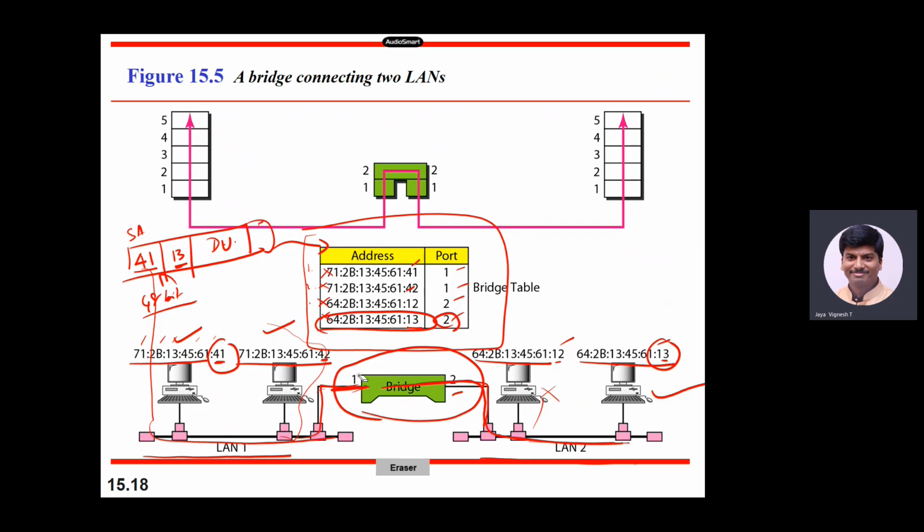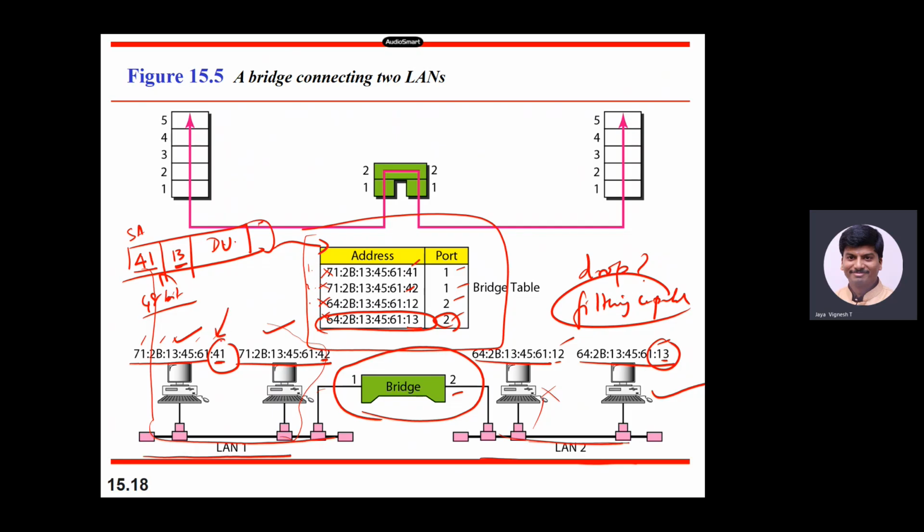But when is the case where the bridge is basically going to drop the frame? That is the next question. We say it has a filtering capability. So what is the benefit of the filtering capability? The bridge is not going to forward the frame. When does that situation happen? Let's take example 2.